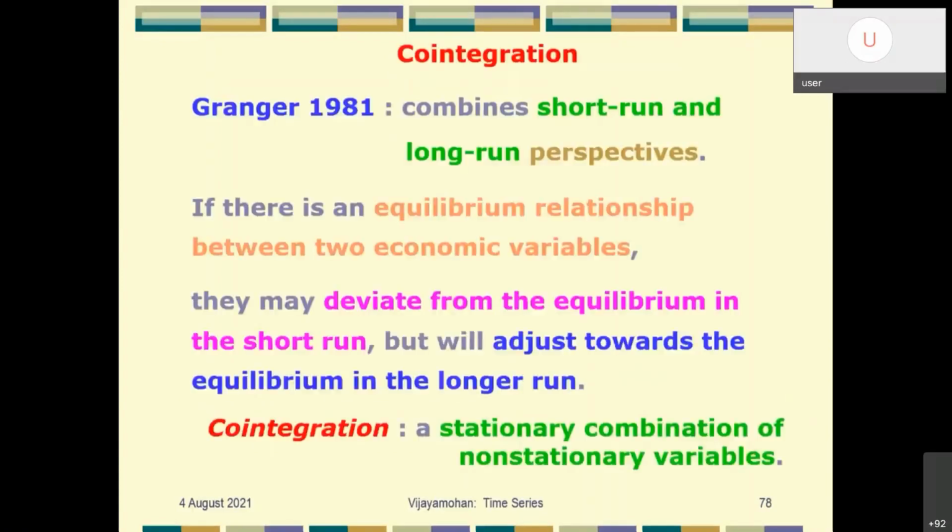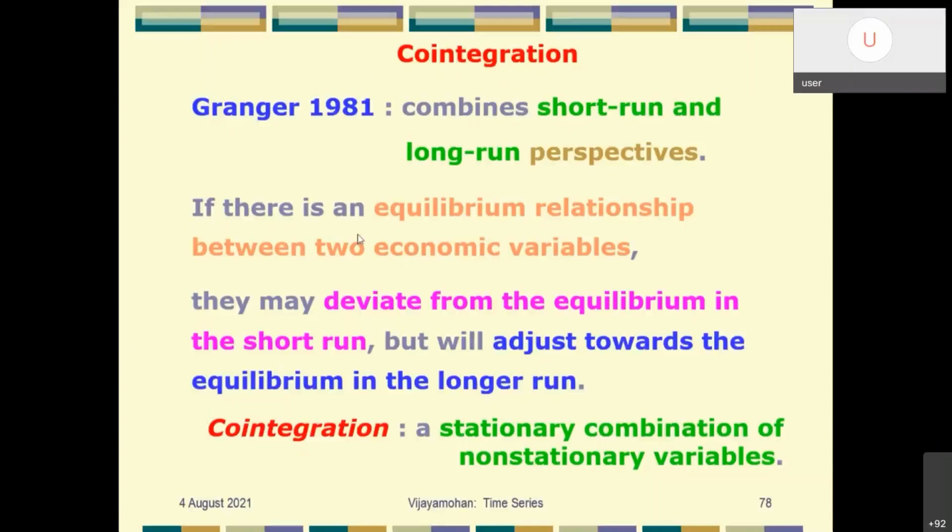This concept of cointegration was put forward by Granger in 1981. This combines both the short-run and long-run perspectives. So if there is an equilibrium relationship between two economic variables, they may deviate from the equilibrium in the short run, but they will adjust towards the equilibrium in the long run. That is the concept of cointegration. It is a stationary combination of non-stationary variables, as I have told you earlier.